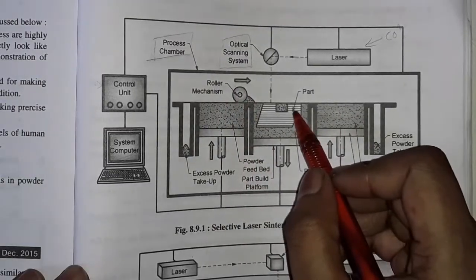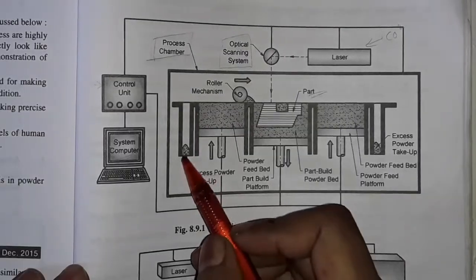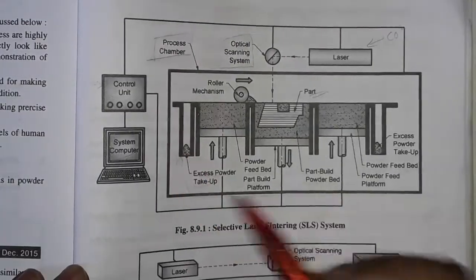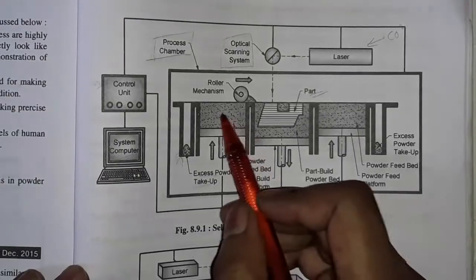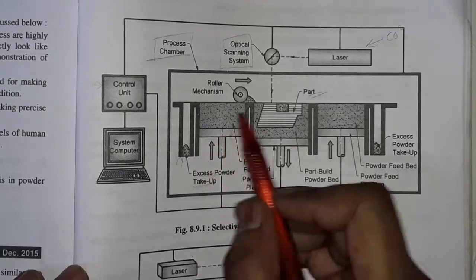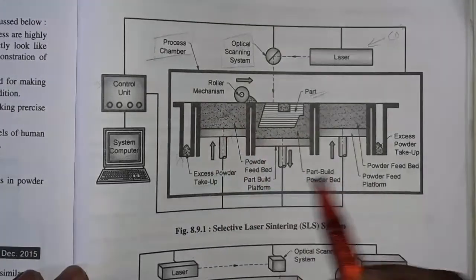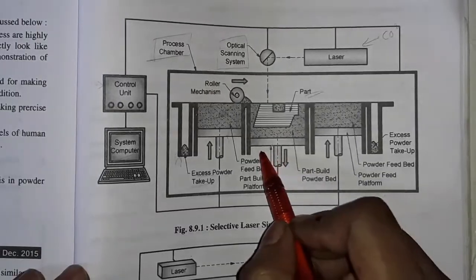This is our part which we have to build. Here excess powder take up, this is here excess powder, and here powder feed bed, this is a powder feed bed. Here it is powder feed bed, this one, and part build platform, this is a part build platform, this one.